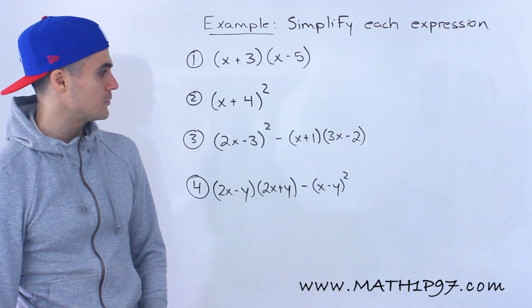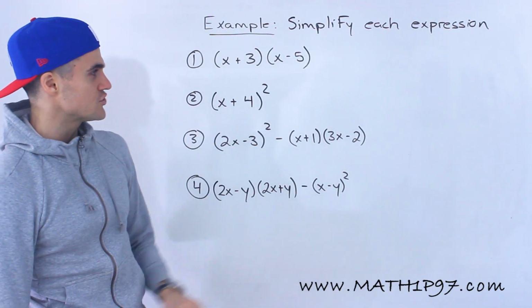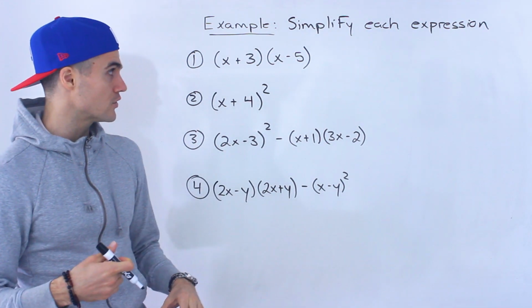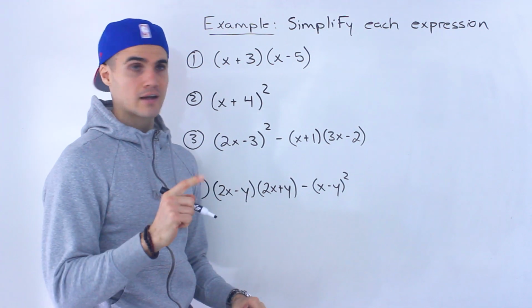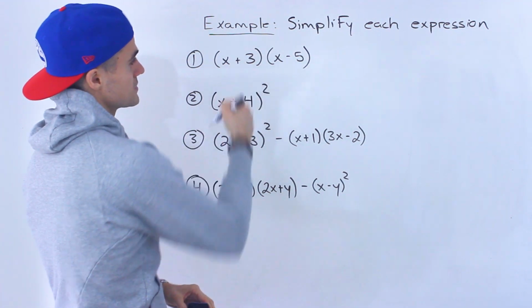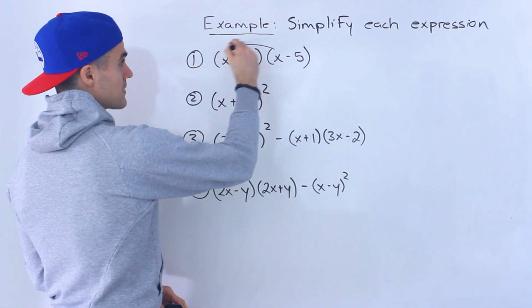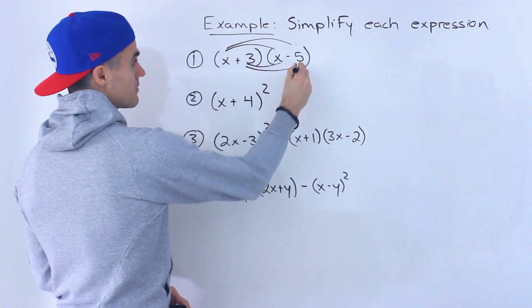And in this video, what we gotta do is simplify each of these expressions. So what we're gonna have to do is expand all of them first and then simplify any like terms. So starting with this one, we got x plus 3 times x minus 5. So we're gonna have to FOIL this out. We're gonna have to multiply this by that, this by this, this by that, this by this.